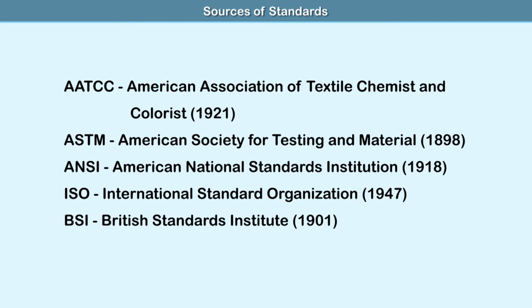Sources of standards are there. The various sources of standards we discussed in the last units. These are the standard making bodies. They are AATCC, that stands for American Association of Textile Chemists and Colorists, ASTM, American Society for Testing and Materials, ANSI, American National Standards Institute, ISO, International Standards Organization, BSI, British Standards Institution.